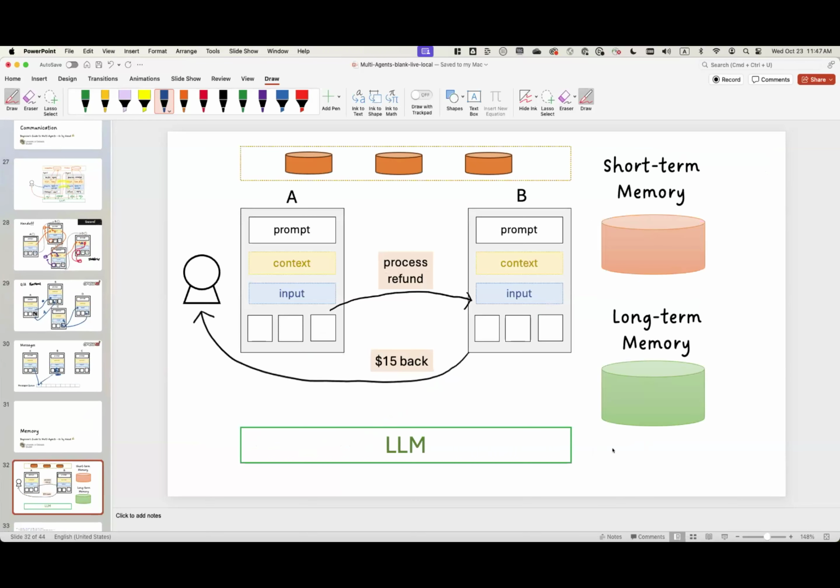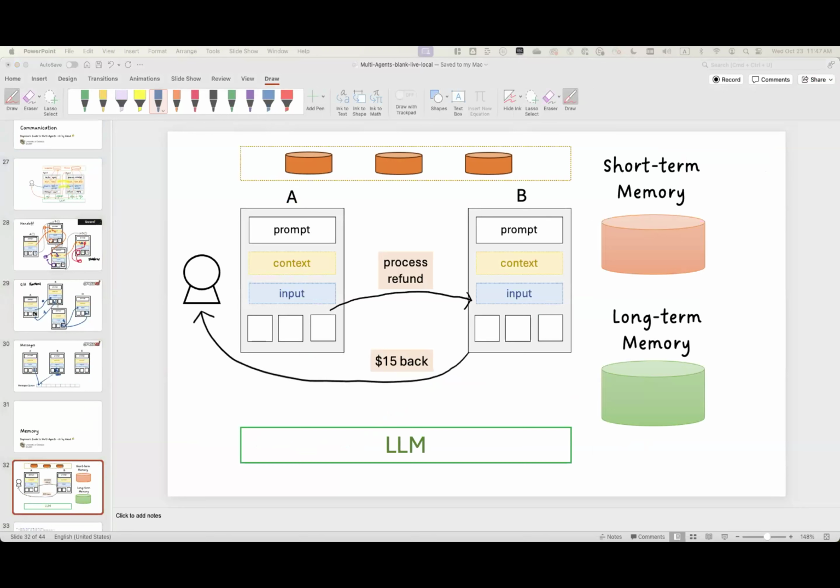All right, and then I want to talk about a memory system. Another interesting concept is the memory system. So suppose we have this exchange where we're processing a refund and coming back with 15 bucks.